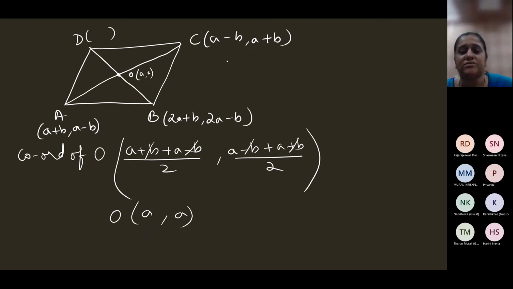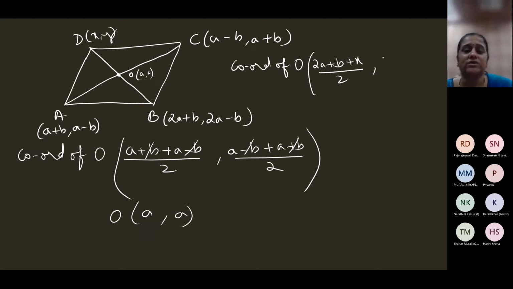Now let us find the coordinates of O using B and D. You don't know D, so let's call it X comma Y. Let's find the coordinates of O using B and D. So what will you get? X coordinate 2A plus B. There you don't know, so X by 2. X1 plus X2 by 2, comma, Y1 plus Y2 by 2. Y1 is 2A minus B plus Y2, which is Y, by 2. These are the coordinates of O.